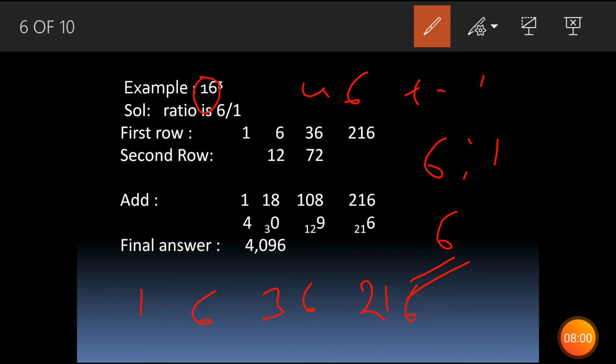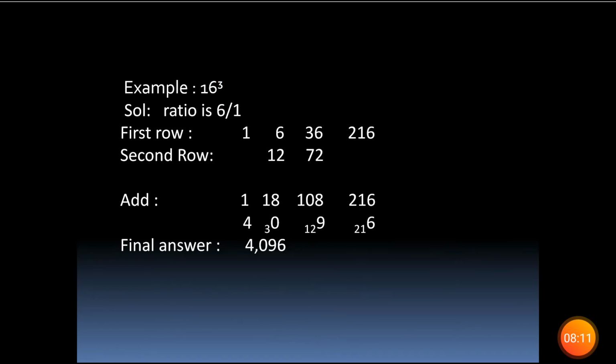In the second row, we are going to double the second and the third number. So it will give you 72 here and 12 here. So now we are going to add these two rows and you can see it here.